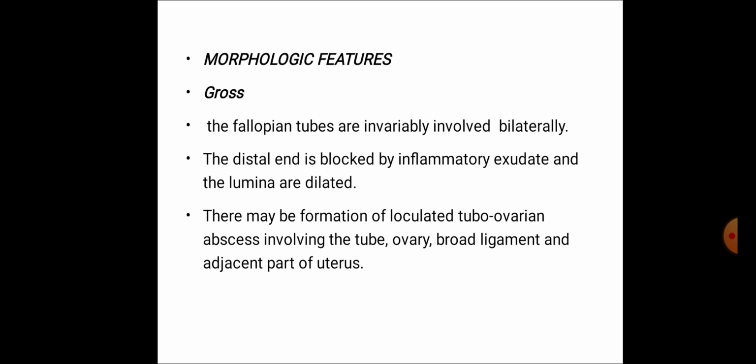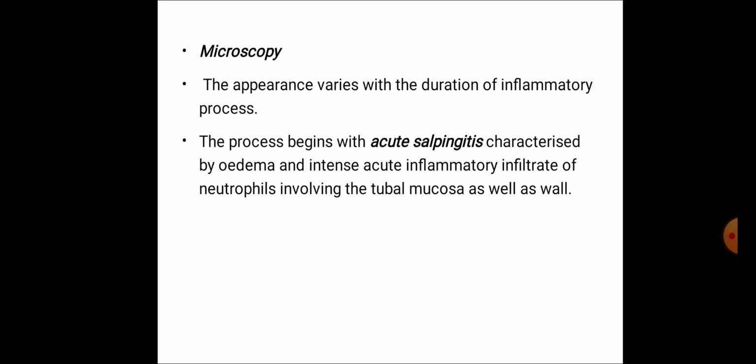Morphological features. Grossly, the fallopian tubes are invariably involved bilaterally. The distal end is blocked by inflammatory exudate and the lumina are dilated. There may be formation of loculated tubo-ovarian abscess involving tube, ovary, broad ligament and adjacent part of uterus. Microscopy. The appearance varies with the duration of inflammatory process.